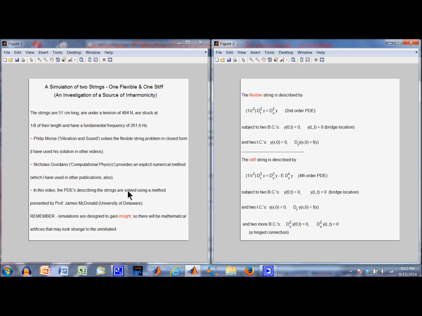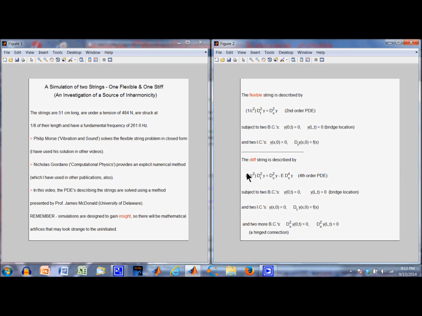Now remember, these simulations, however artificial they may seem, are designed to gain insight. The flexible string is described by this differential equation, which is the wave equation, second order. Two boundary conditions: the string is held constant at the left end and the right end, where the bridge is. It has two initial conditions. The string is initially at rest, and initially the speed of the string is prescribed, the speed being a consequence of the hammer strike.